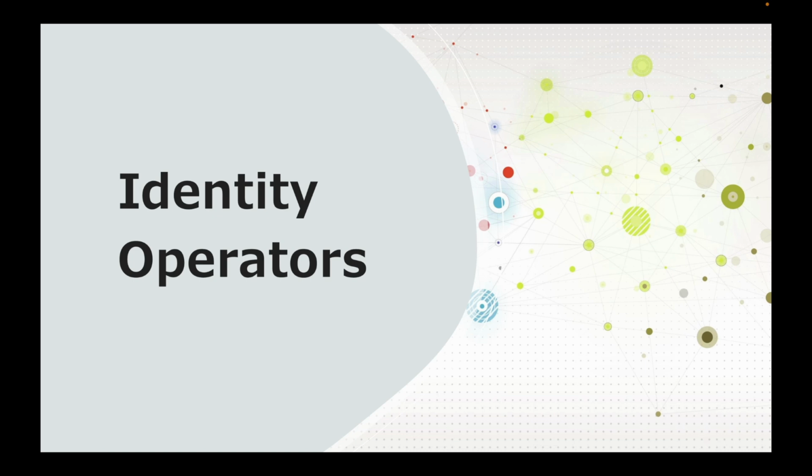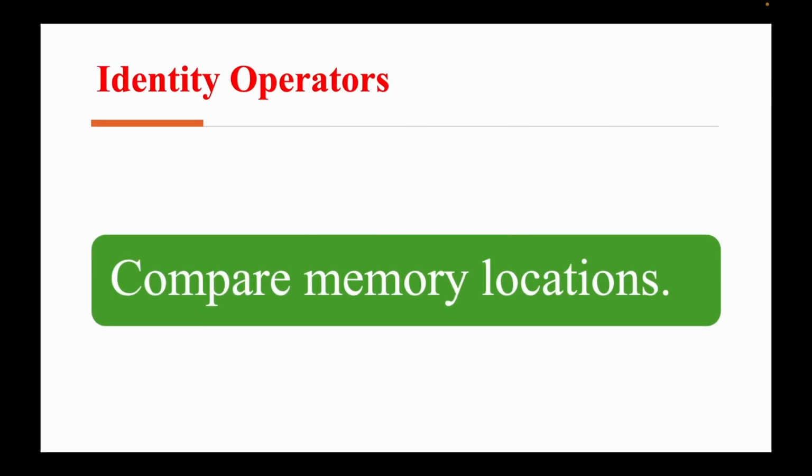In today's video, we are discussing identity operators. Now let's get started. Identity operators in Python are used to compare the memory locations of two objects. They help you determine whether the two variables reference the same object in the memory or not.